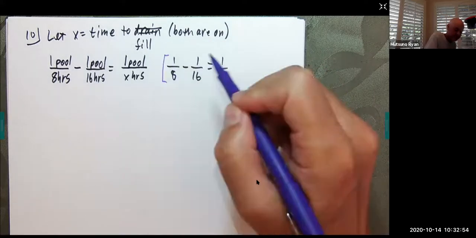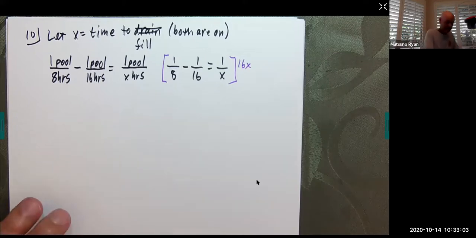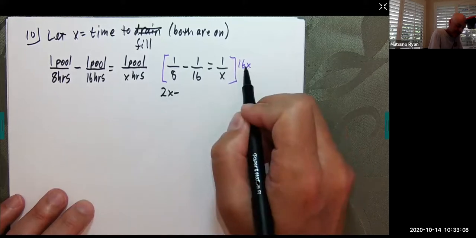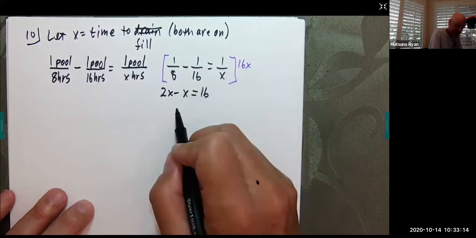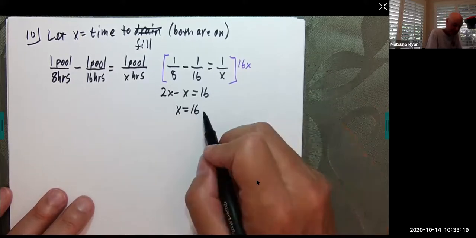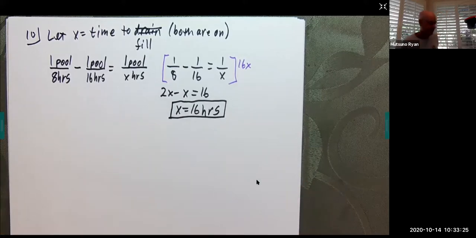The LCD in this case is 16x. 16x over 8x is 2x. 16x over 16 is x. And 16x over x is just 16. This means that x equals 16 hours. So if the pool fills up in 8 hours and drains in 16 hours, if they're both left on, it's going to take 16 hours to fill the pool.